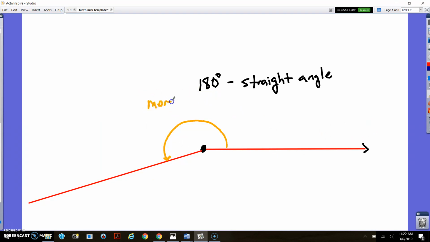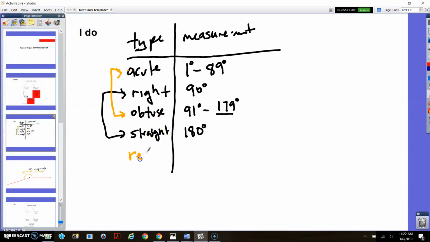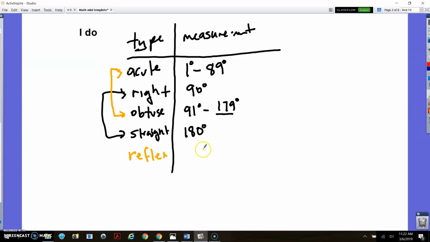If it's more than 180, it even then gets another name called a reflex angle. Reflex angle. So that's more than 180. So I'm going to go back to my chart and say reflex, more than 180 degrees. So, now I've got 5 different types of angles.